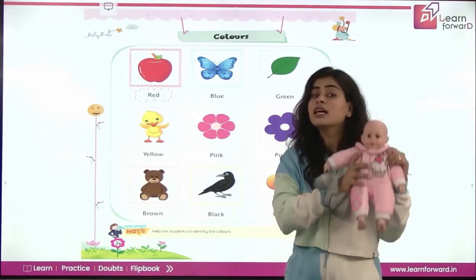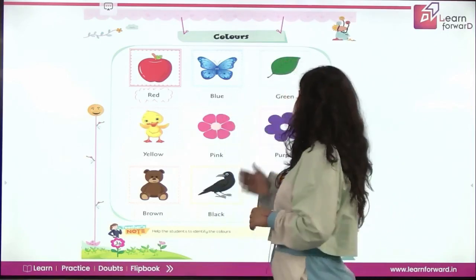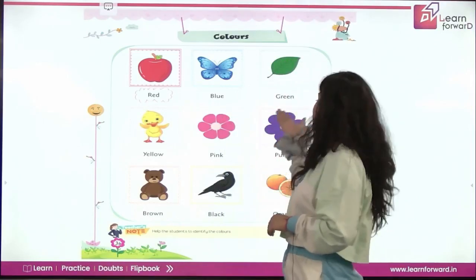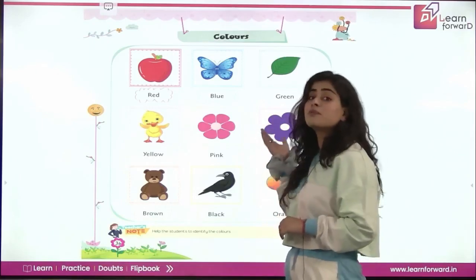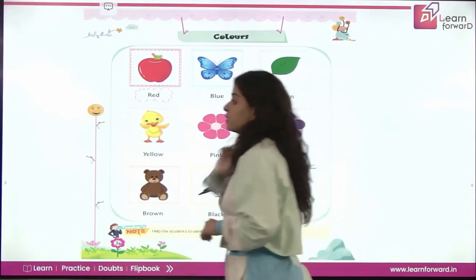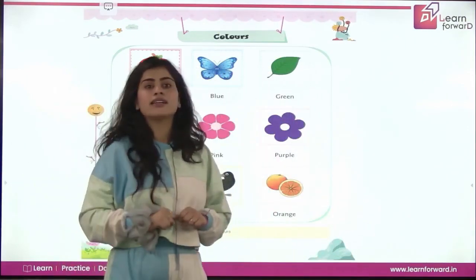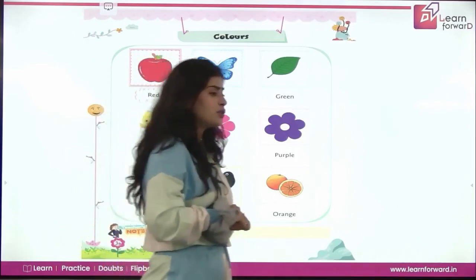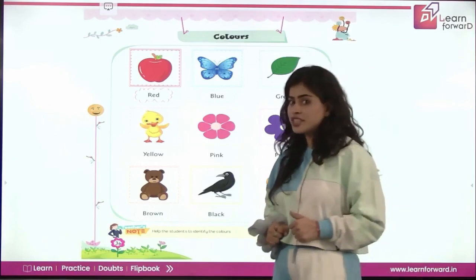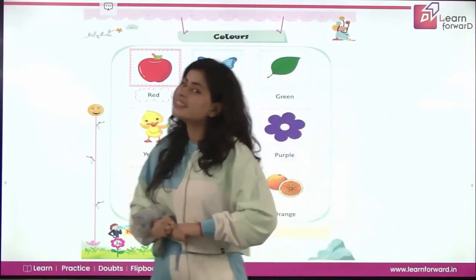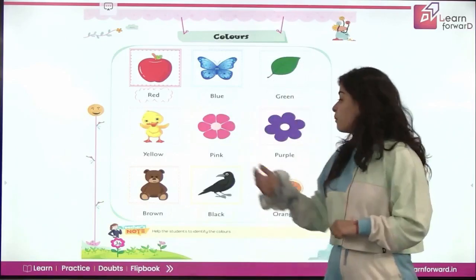Okay, now next is the purple color. This is purple. Okay, this color is called purple color. Now there are many flowers which are purple in color. Okay, and do you know brinjal? Brinjal is a vegetable which is purple in color. Yes. Okay, so our next color is brown.